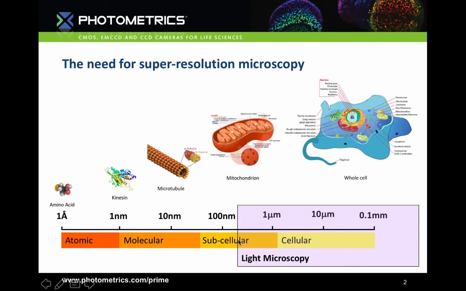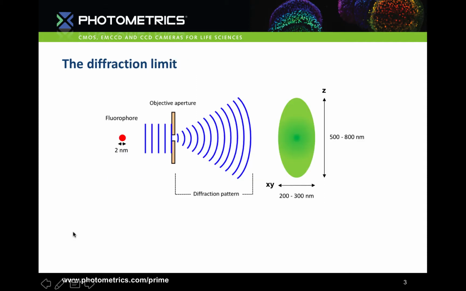Ideally, we would like to keep the advantages of light microscopy and extend that to sub-100 nanometer resolution, but we can't because we're limited by what is called the diffraction limit of light. This is going to be a quick physics lesson, but it's necessary to understand what we're overcoming with super resolution microscopy. So say we have a fluorophore here, 2 nanometers in diameter.